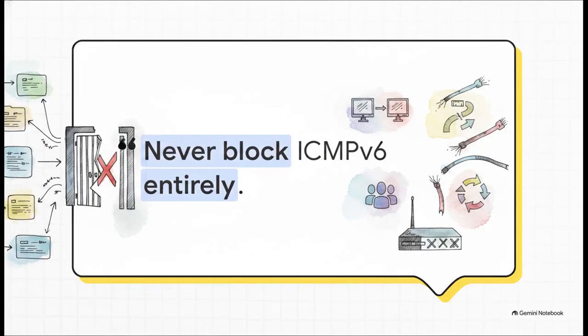So the crucial point is this golden rule of IPv6 security. Never block ICMPv6 entirely. If you block these critical ICMPv6 types, like you did back in the IPv4 days, you're going to break neighbor discovery, you're going to break path MTU discovery, and you will break multicast membership. Your network will simply cease to function correctly. It's a massive self-inflicted wound.